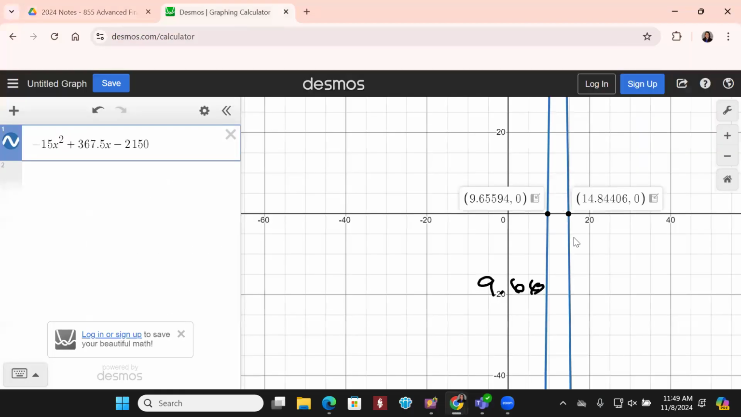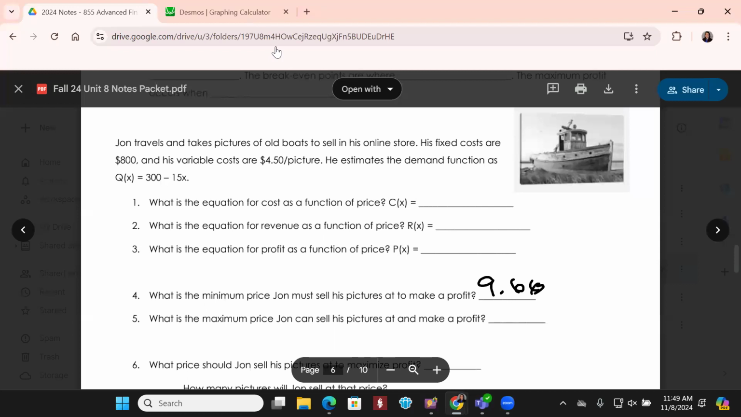So where does it end? 14.84. Yes. Question. Don't just write numbers down. I need you to understand what's going on.